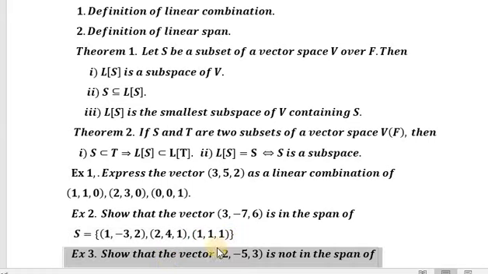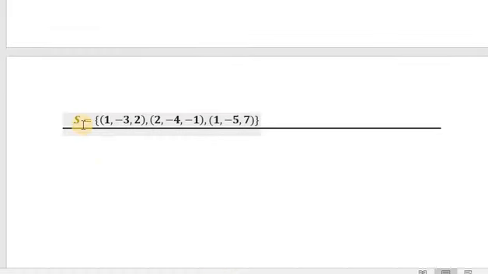The next example is, show that the vector (2, -5, 3) is not in the span of S, where S is the set containing the vectors (1, -3, 2), (2, -4, 1) and (1, -5, 7). So these three problems we are working in this session, and also we prove theorems 1 and 2. First, let us take up the definition of a linear combination.